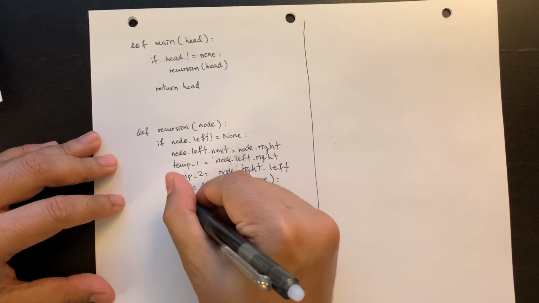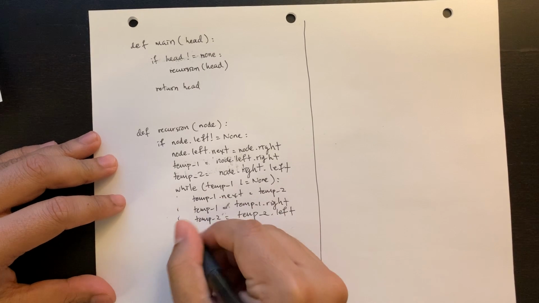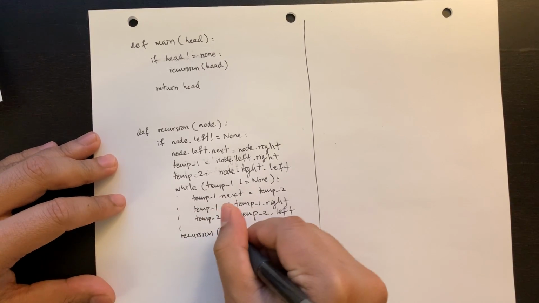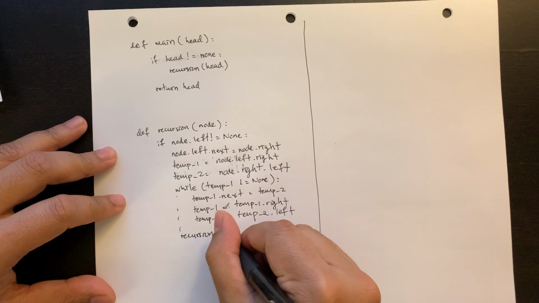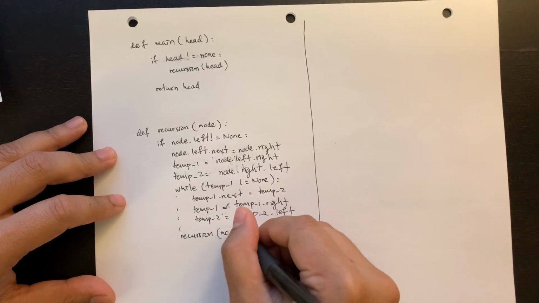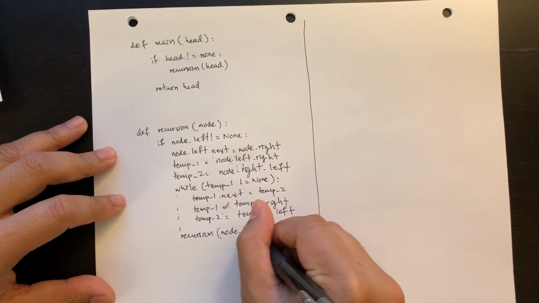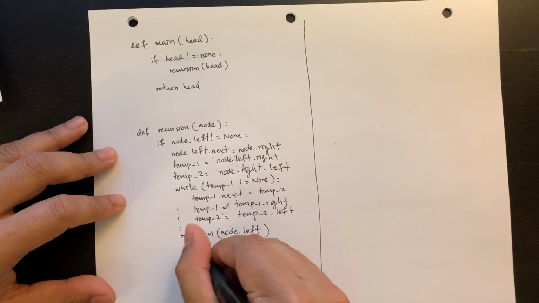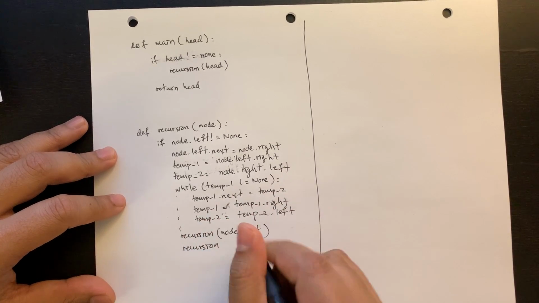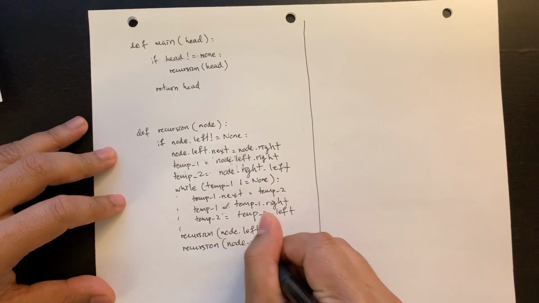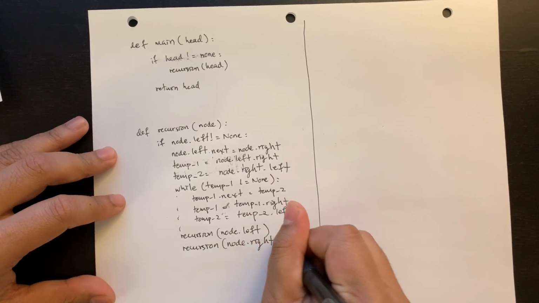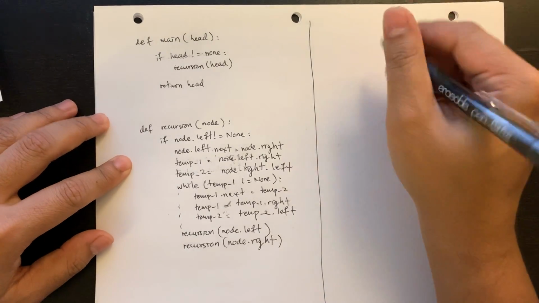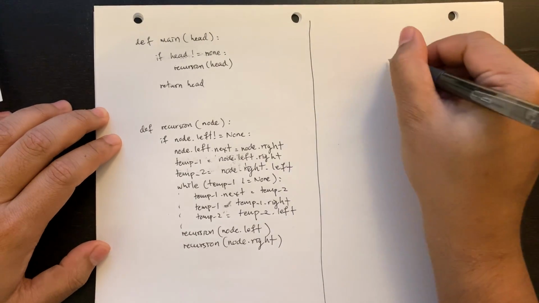And then on this stack frame, we want to call recursion on node.left and call recursion on node.right. Alright, let's test it to see if it works or not. Hopefully it will work.